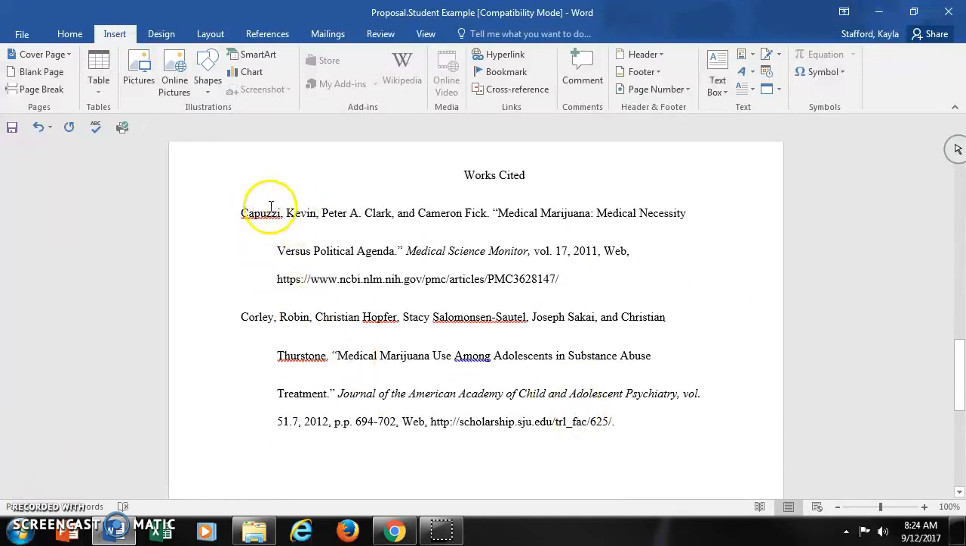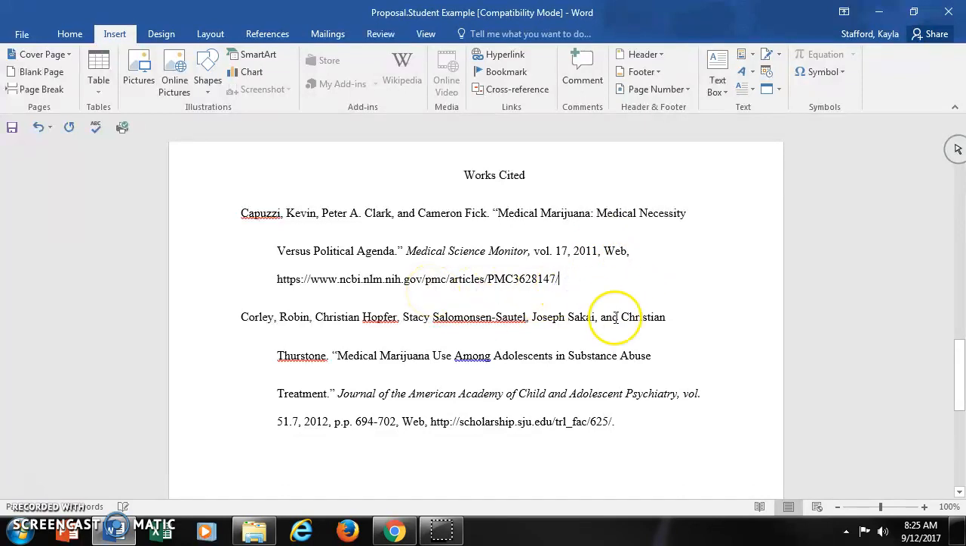Notice that you have the author's last name and then his first name. Then there are 2 more authors. Notice how those are cited. Then the title of the work, the container of the work, the volume, the date it was published, the word web, because this source was found on the web. If it had been a print source, the word print would be where web is, comma, and then the URL.